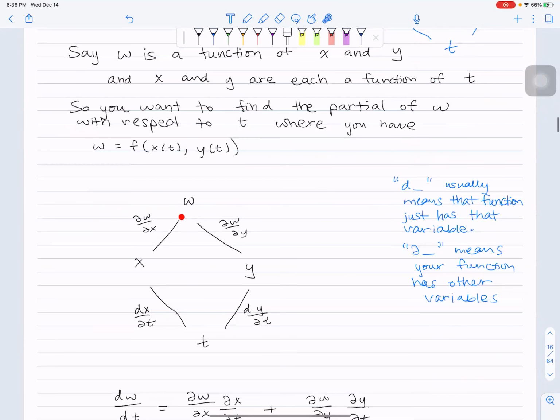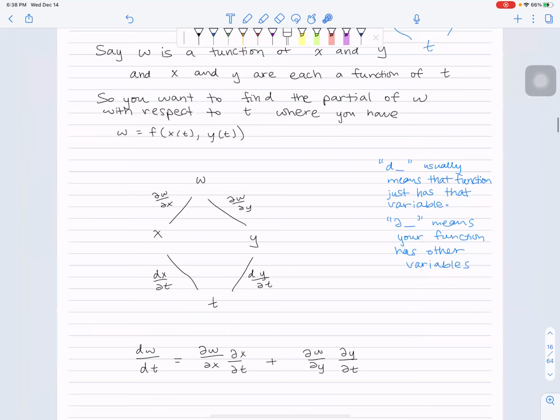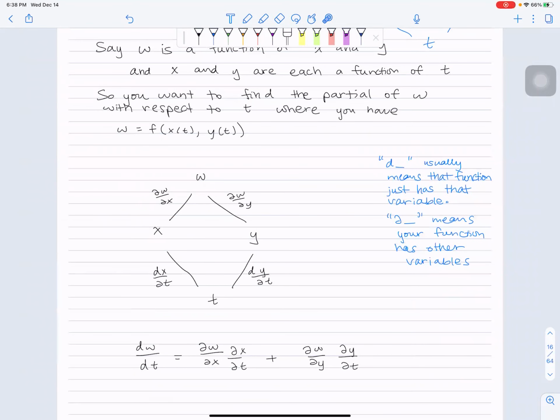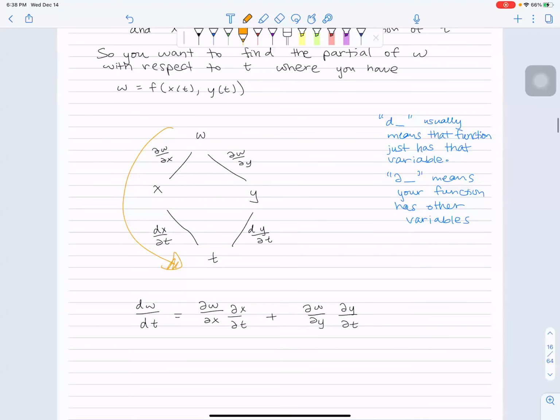Each of these lines represent partials. So partial w with respect to x, and x with respect to t, is here. And so what I do is I follow what are the ways to get from w to t. There's two ways. First way is this way. So I multiply those partials and I get this term. The other way is I can go this path. And so I multiply those partials together and I get this thing. And so the derivative of w with respect to t in whole is going to be, you have to add these two separate things.